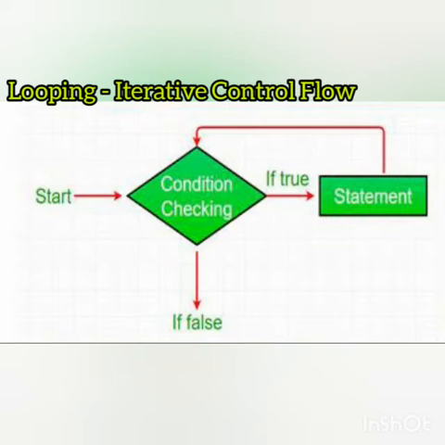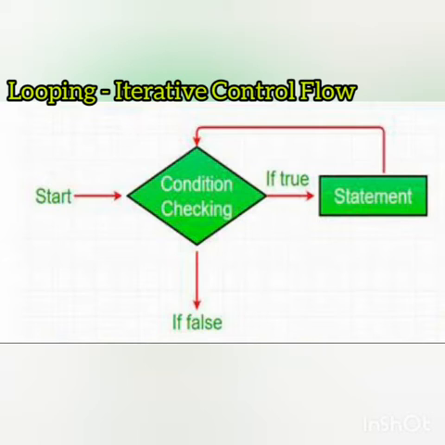Now, let's see the flowchart for iterative control flow. The condition C will be given in a diamond box. Here, the condition C has 2 outgoing arrows. One is the true arrow and the other one is the false arrow. The true arrow points to the statement S.